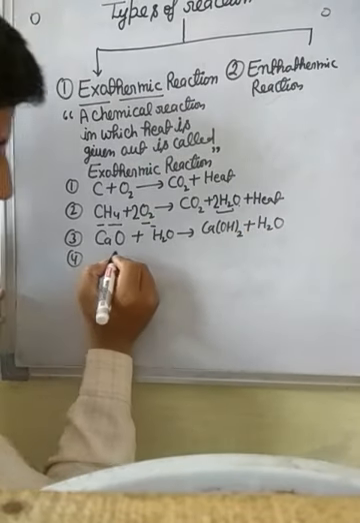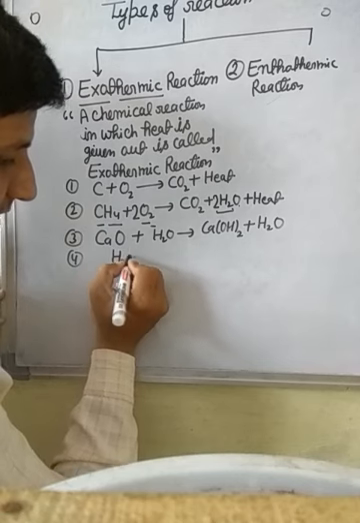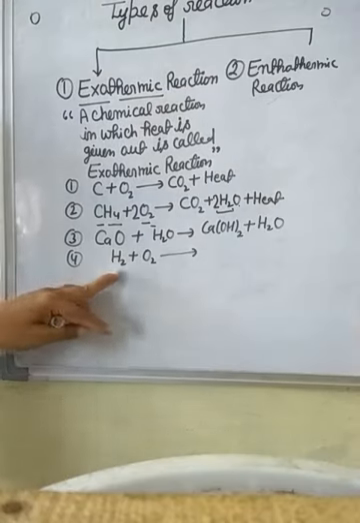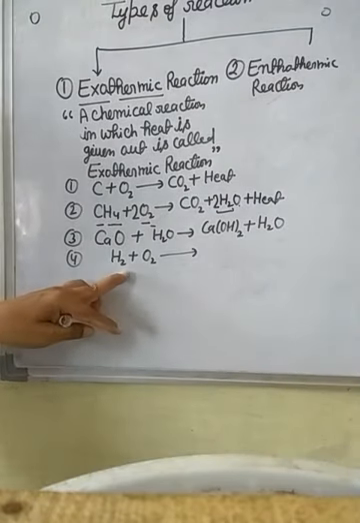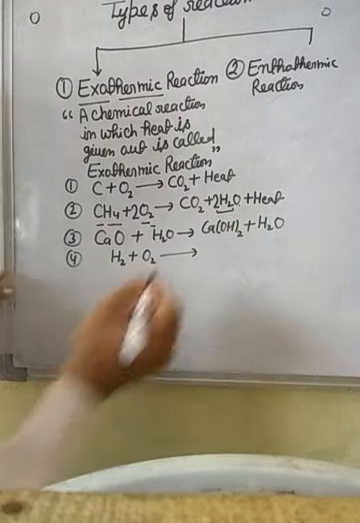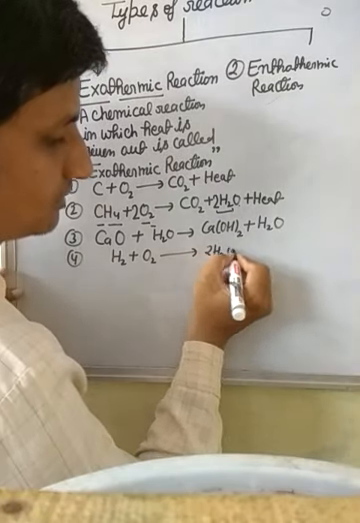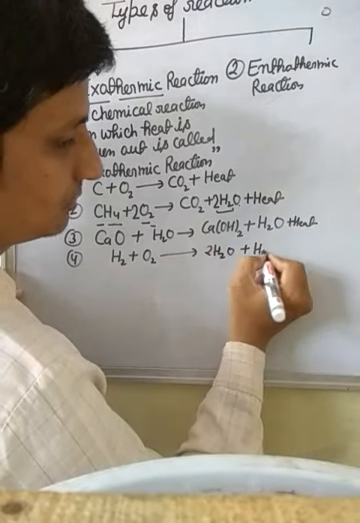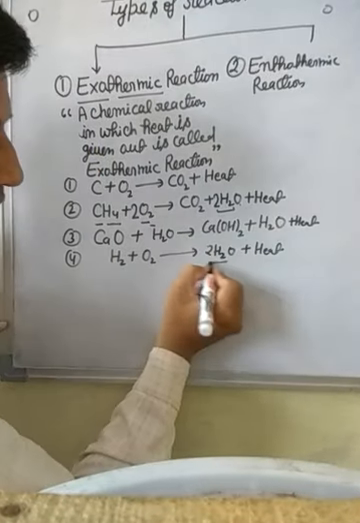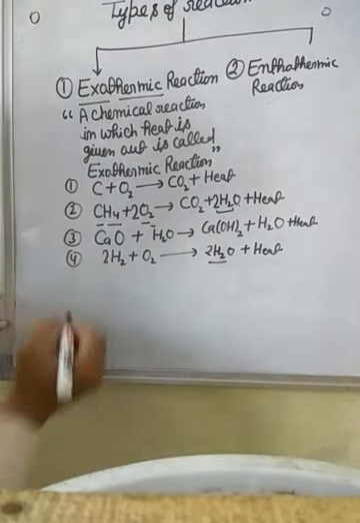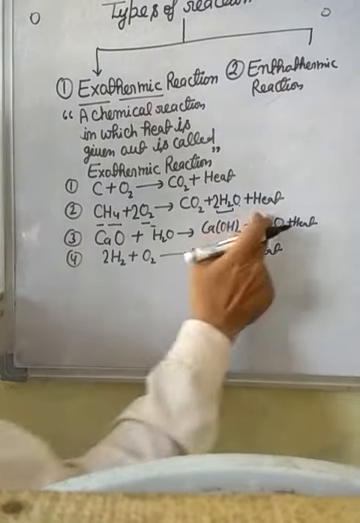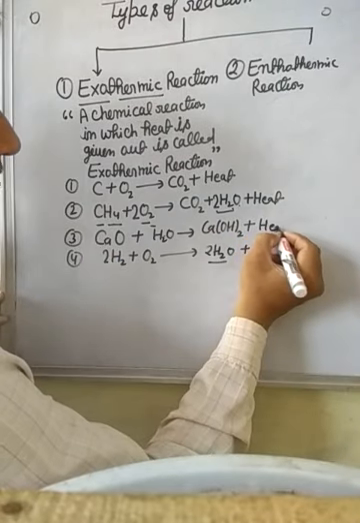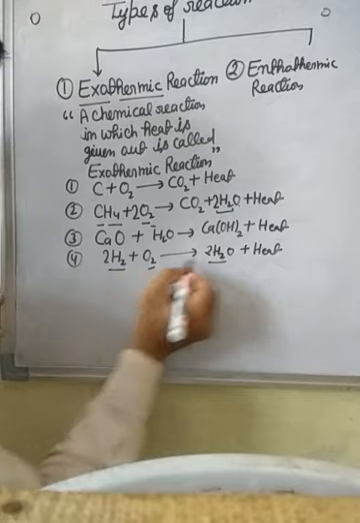Fourth example, hydrogen gas combined with oxygen gas. When hydrogen gas combines with oxygen gas, then water is formed and heat is produced. Number of hydrogen is 2 to the 4, so we have to take 2. Here only heat is produced in this reaction: 2H2 plus O2 gives 2H2O plus heat.